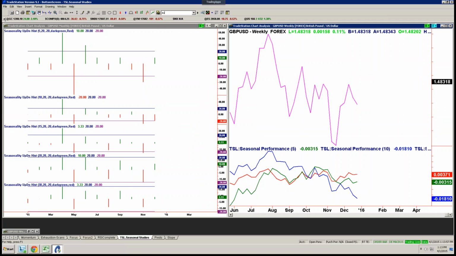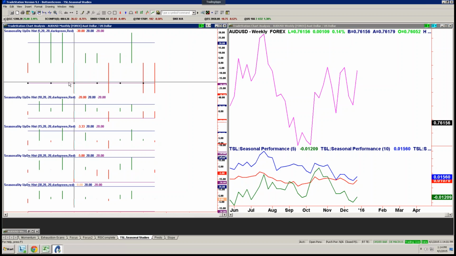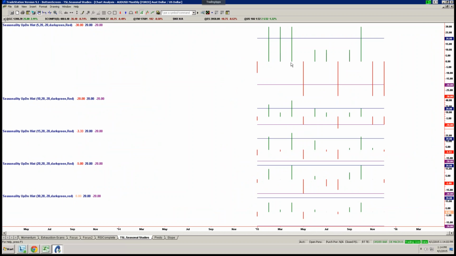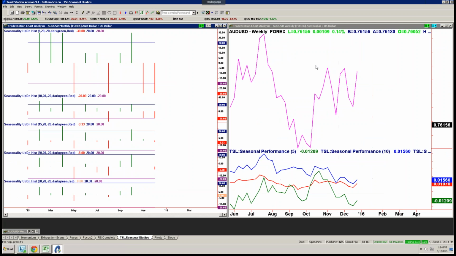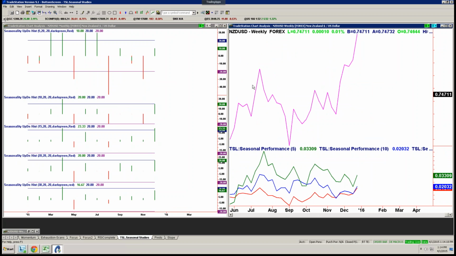Let's look at Aussie. Aussie tends to have pretty positive bias throughout the month. You can see across 5, 10, 15, 20, and 30, okay? So all time frames. Kiwi, also positive throughout all time frames, all right?